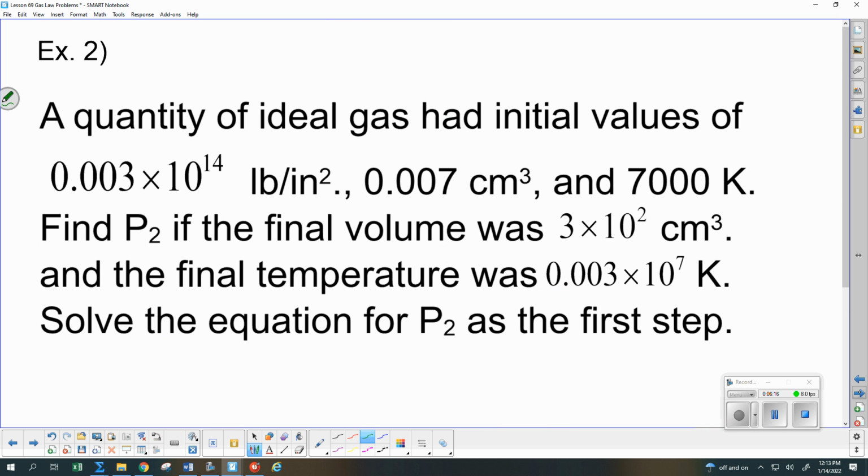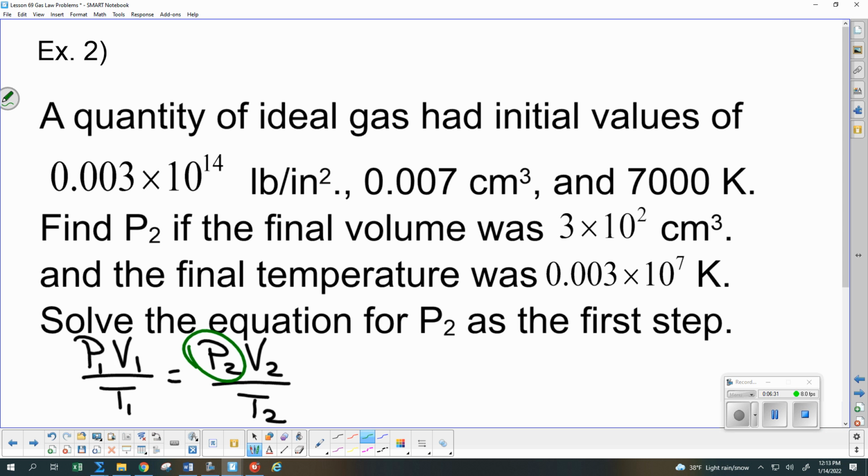So we're going to start off with our formula, which is P1 V1 over T1 equals P2 V2 over T2. This time we want P2. It is not in a denominator, so we're not going to do what we just said with switching along a diagonal. We want P2 to stay in a numerator. For this one, we simply have to get rid of the V2 and T2 that are there with the P2.